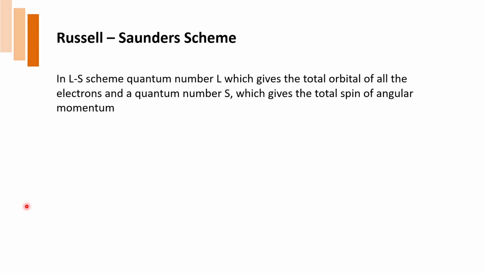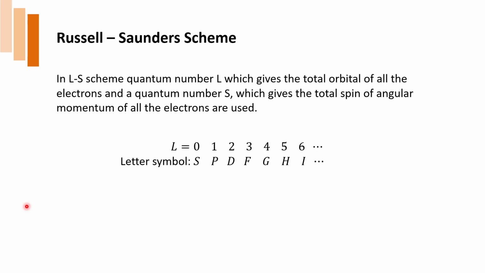In the Russell-Saunders or LS coupling scheme, L gives the total orbital angular momentum of all the electrons, and the quantum number S gives the total spin angular momentum of all the electrons. For instance, L is equal to 0, 1, 2, 3, 4, 5, 6, and so on. In the earlier case we gave the lowercase, but now we are going to depict it by the uppercase. So we have capital letters S, P, D, F, G, and so on in the present scheme.